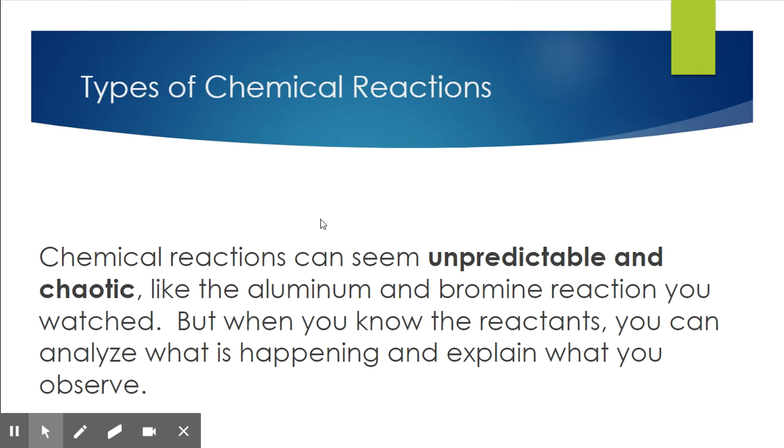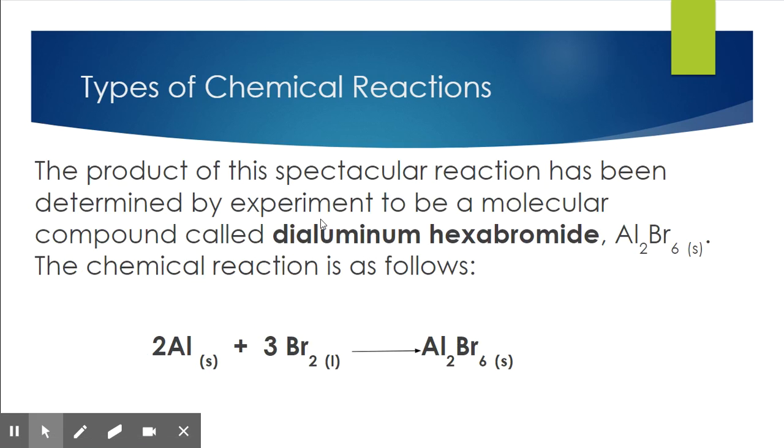So chemical reactions can seem unpredictable and chaotic, like the aluminum and bromine reaction you just watched. But when you know the reactants, you can analyze what is happening and explain what you observe. The product of this spectacular reaction can be determined by experimenting to be a molecular compound called dialuminum hexabromide. Okay, the chemical reaction is as follows.